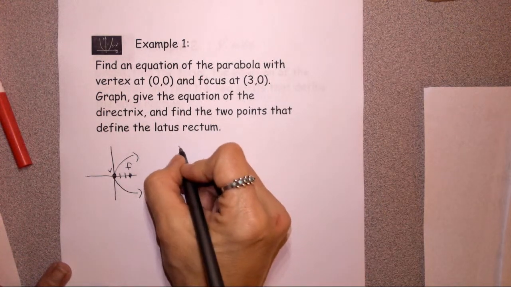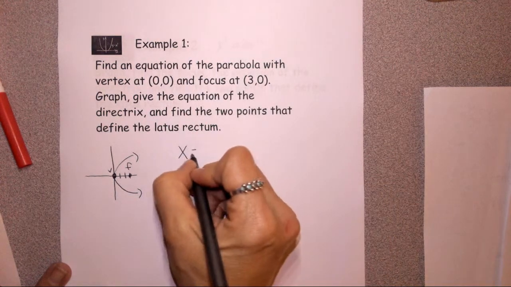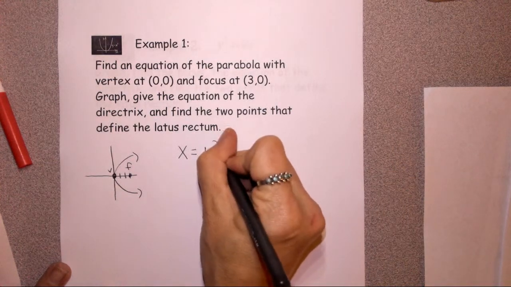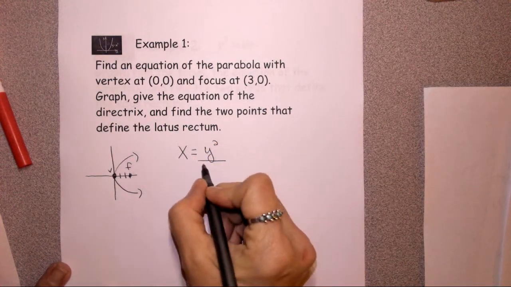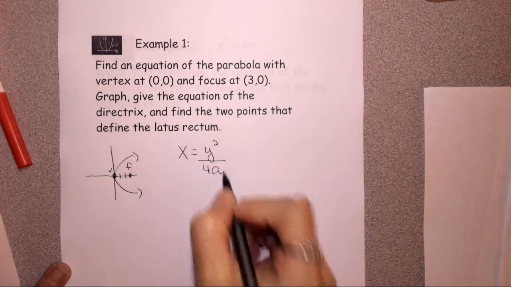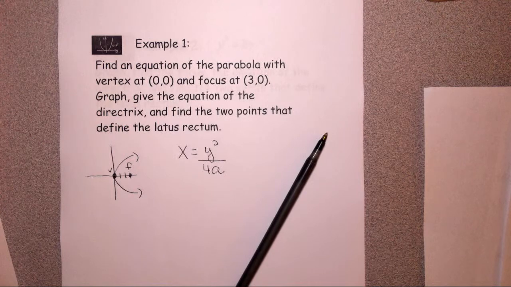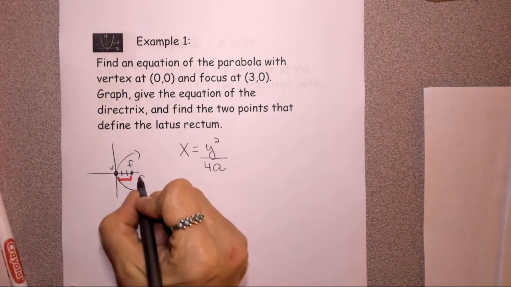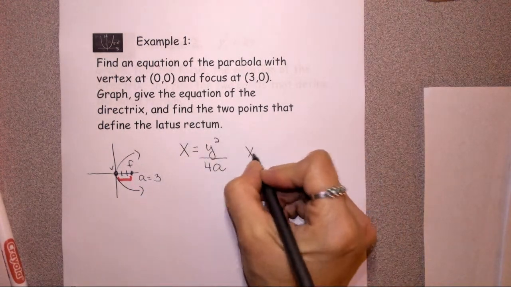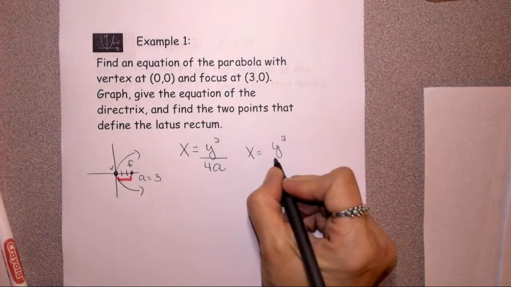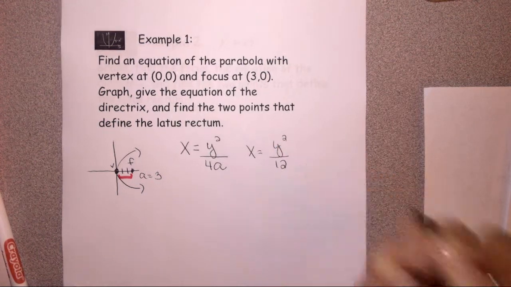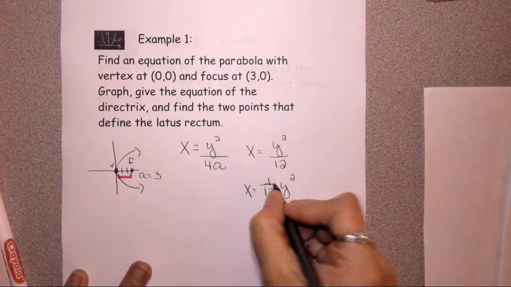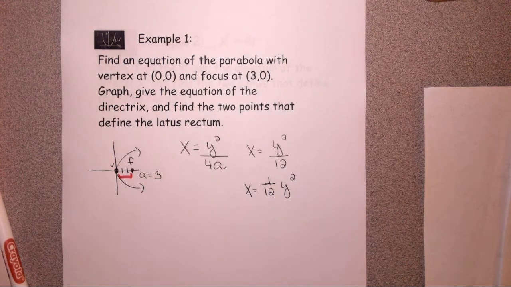So if it opens to the right, I need a positive x equals. If the vertex is 0, 0, it means I don't need any parentheses. So I'm just going to have a y squared. I know this is going to be 4 times whatever a is. Well, a is your distance from the vertex to the focus. So how far apart are those? So a equals 3. So my equation is x equals y squared over 12. Or you could also write x equals 1/12 y squared. Both of those are okay. It doesn't matter which way you write it. You might see it both ways.